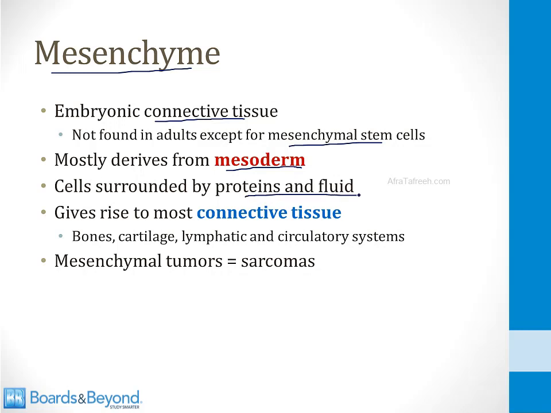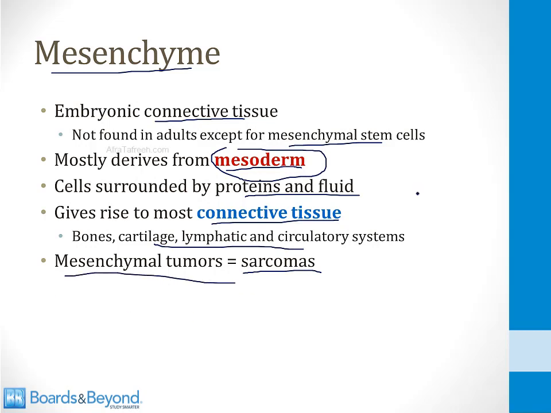And the mesenchyme gives rise to most of the connective tissue in the adult. So for example, bones, cartilage, lymphatic, and circulatory systems, these all derive from mesenchyme, which is mostly mesoderm, and that's why these things are usually referred to as mesodermal structures. And you will hear about tumors called sarcomas, and when we call something a sarcoma, we mean that it is a tumor of mesenchymal origin, which means a tumor that is mostly of mesoderm origin, which usually means a tumor involving the bones or cartilage or some type of connective tissue.